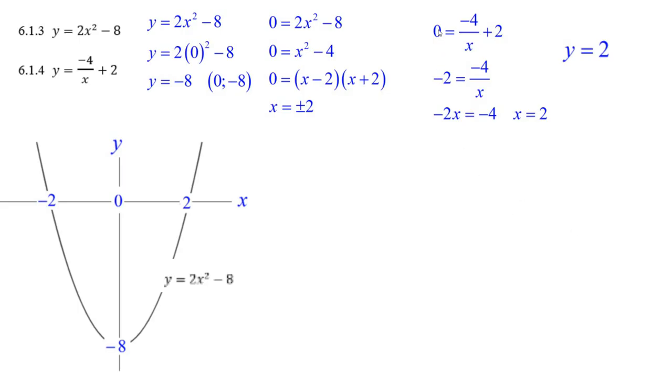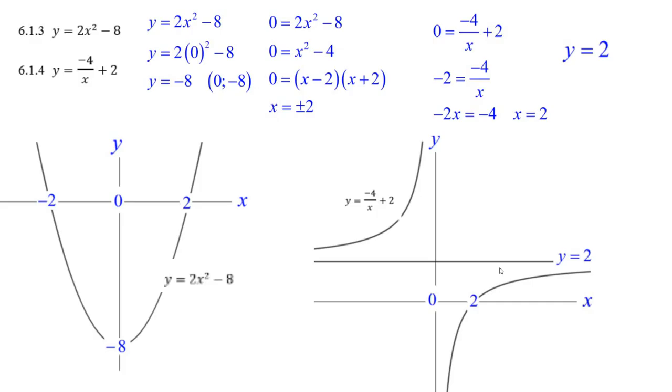But let's see here. If we let y equal 0, we can get the x-intercept. What do we do? We subtract 2 over here. We multiply both sides by x. We get minus 2x equals minus 4. x equals 2 is the x-intercept. Yeah, right there. And y equals 2 is this thing called an asymptote.